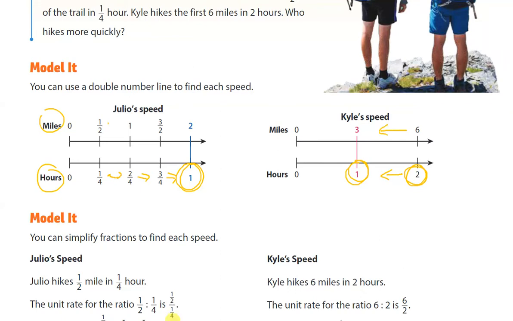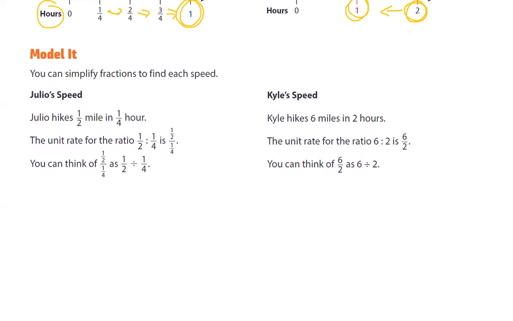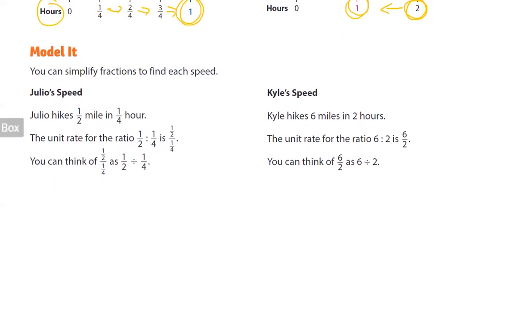You can make whole number lines if you want to. I don't want to. I want to just do the math, find the rate of change, do the division. That's what I'm looking at. Division. So we can simplify fractions to find each speed. Guess what? That's what we did above. So it's the same thing here.